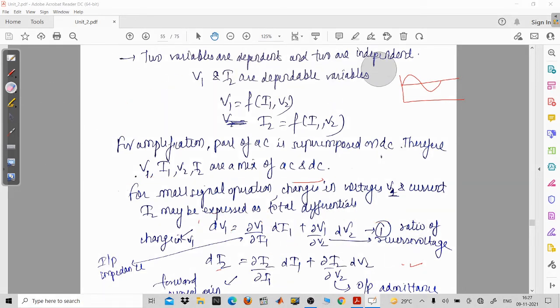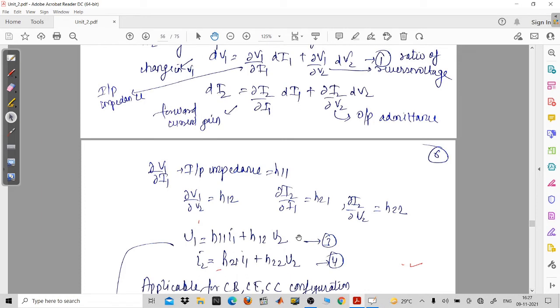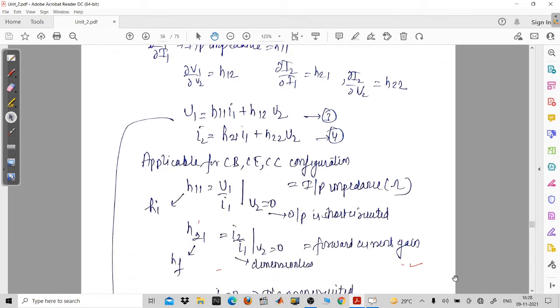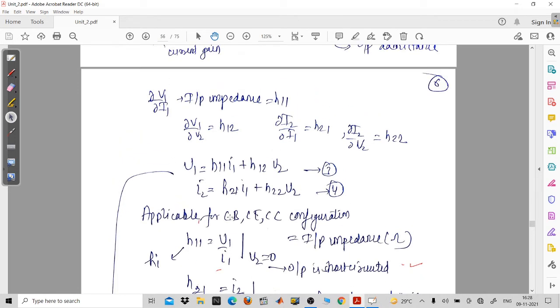So now we'll be writing some equations for it. So this I think we have written just now. We have replaced this del V1 upon del I1 by H11. This will be H12, H21 and H22. Now just now I said that it is applicable for any configuration of the transistor. So you can see here how it is possible when you are taking V1 upon I1. Now H11 will be equal to what?